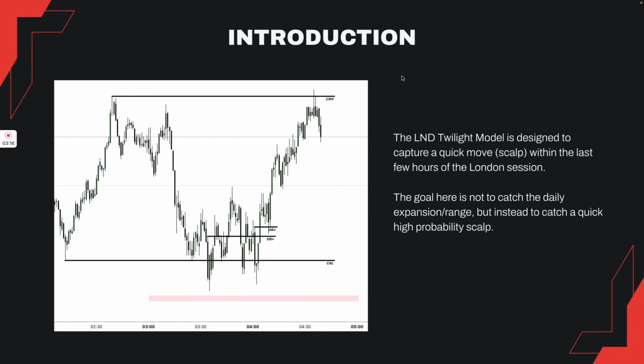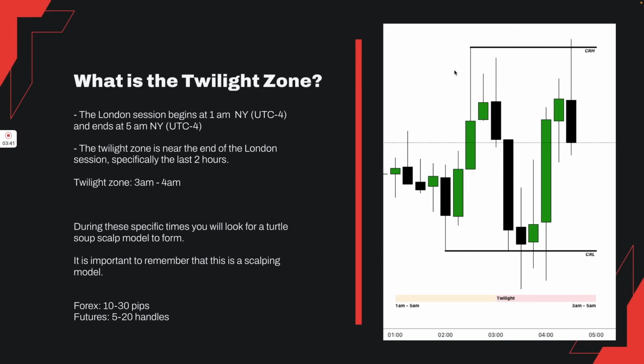In the image on the left, you can see a CRH candle range high and a CRL candle range low. The London session from 1 a.m. to 5 a.m. And the Twilight Zone is specifically drawn out here. In the next few slides, I will explain more. You guys are probably all wondering, what is this Twilight Zone that I might be referring to?